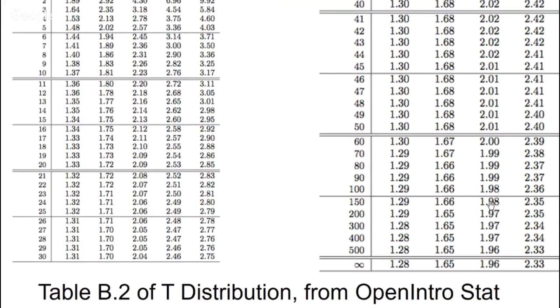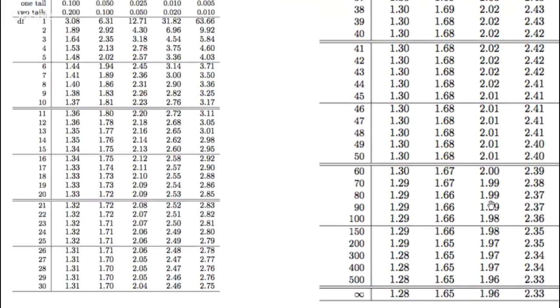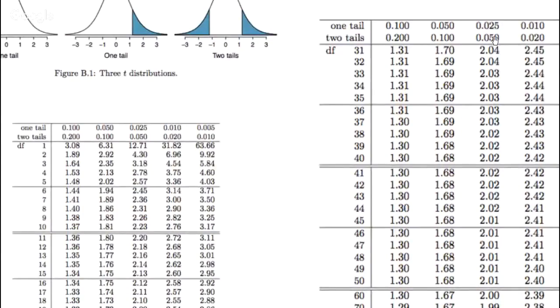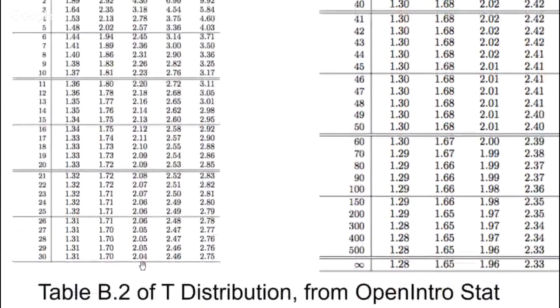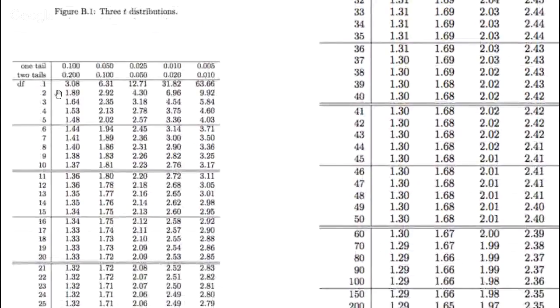The smaller the number of degrees of freedom, the larger this critical value gets. And down to 1 degree of freedom, it's huge. It's 12.71.